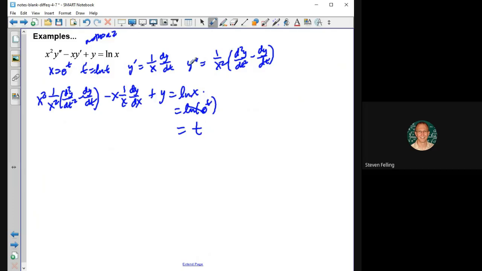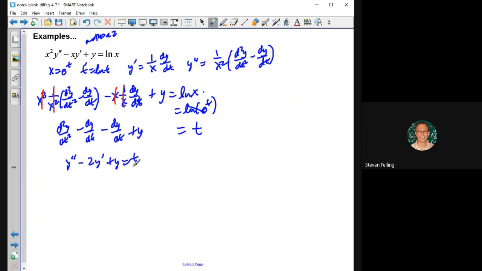And the reason this particular substitution works is because it will always be true that this 1 over x squared cancels off, the 1 over x cancels, and you'll be left with just the derivatives, everything changed to t. Actually, I made a mistake here. This is a t, dy dt. Okay, so the result here is we have second derivative of y with respect to t minus first derivative of y with respect to t minus another first derivative of y with respect to t plus y equals t, or y double prime minus 2y prime plus y equals t.